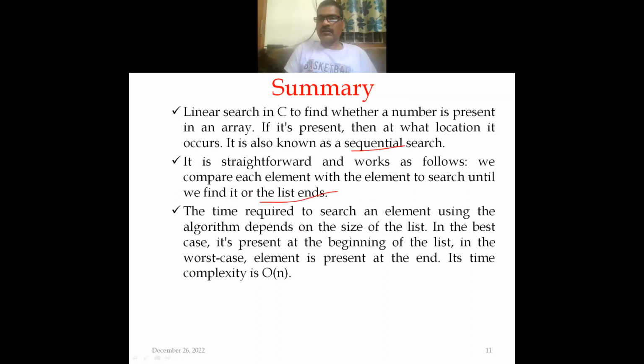So the time required for searching in the best case is order of 1, that is, at the beginning of the list itself. In the worst case and average case, its time complexity is big O of n.